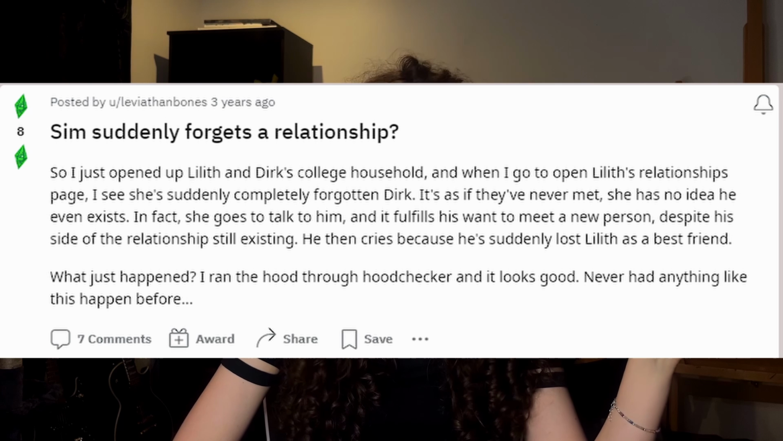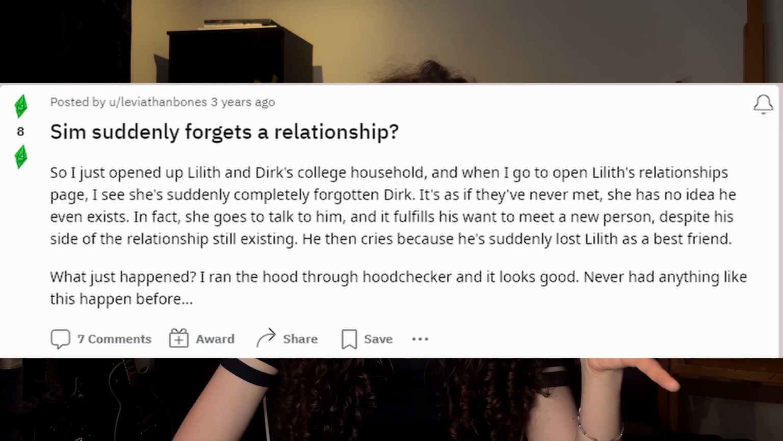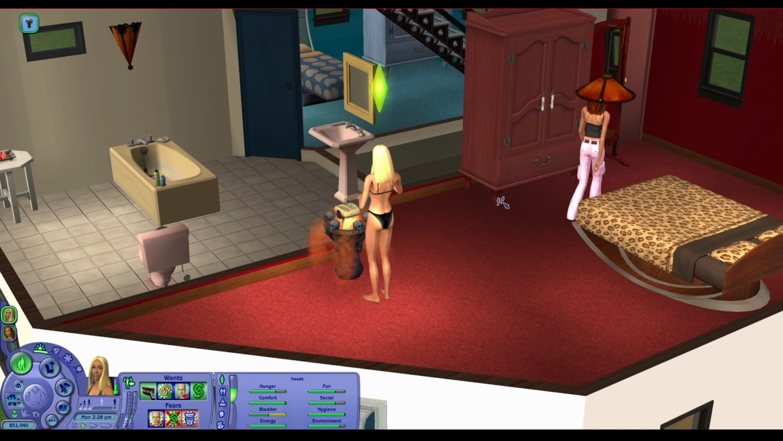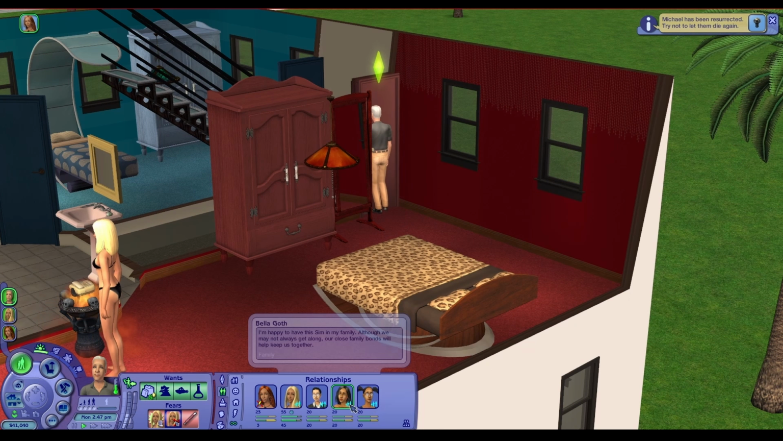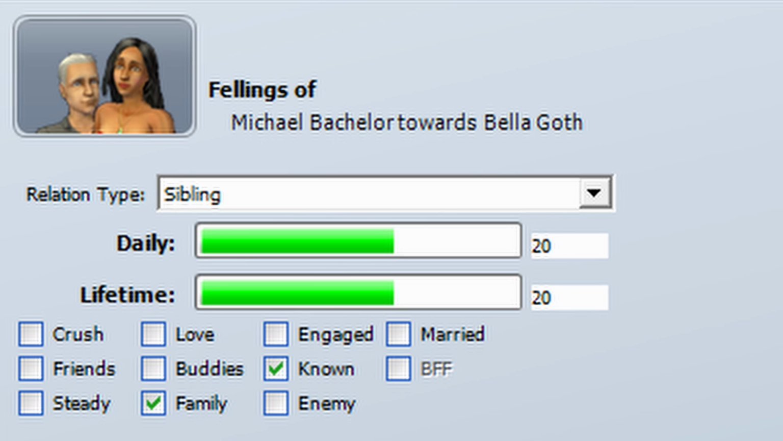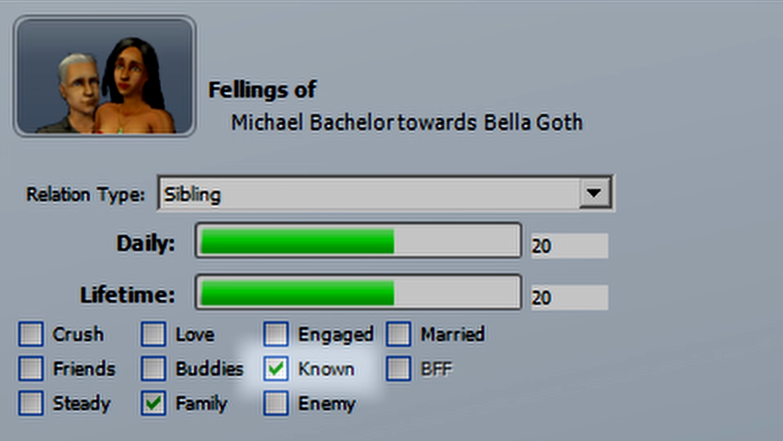Now, keep in mind, normally if two sims have already met each other, nothing short of a bug in the game will ever make them forget this relationship. This has been deliberate. This is another proof that Bella Goth's disappearance was not accidental. The known flag also explains why she appears on Michael Batchelor's relationship panel if you resurrect him. Michael has this box ticked.